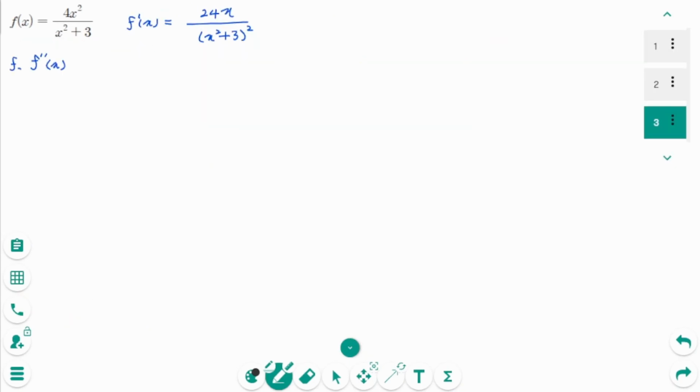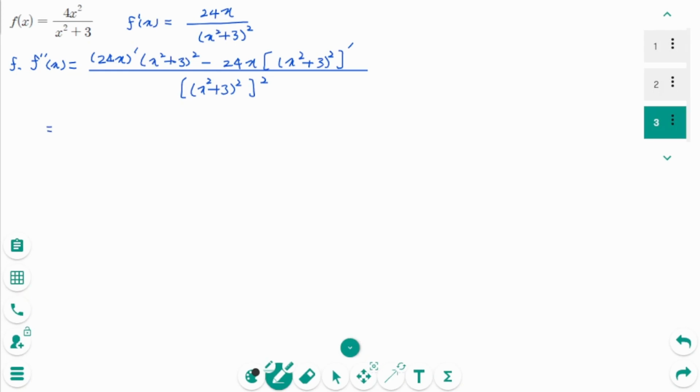f second prime of x equals, using the quotient rule, (24x) prime times (x squared plus 3) squared minus 24x times ((x squared plus 3) squared) prime, over ((x squared plus 3) squared) squared, equals (24x) prime is 24 times (x squared plus 3) squared minus 24x.